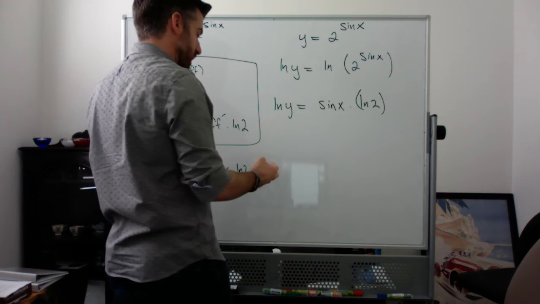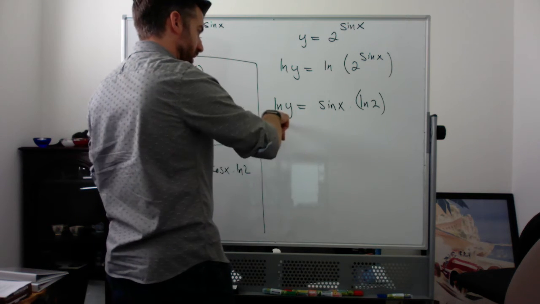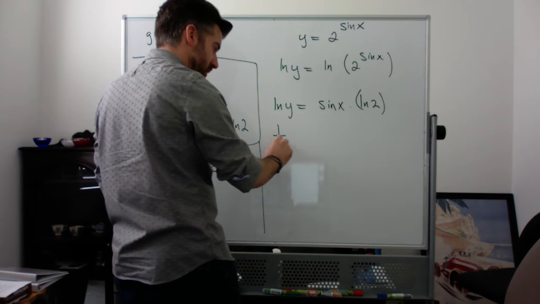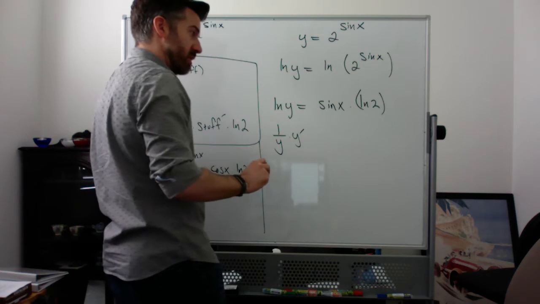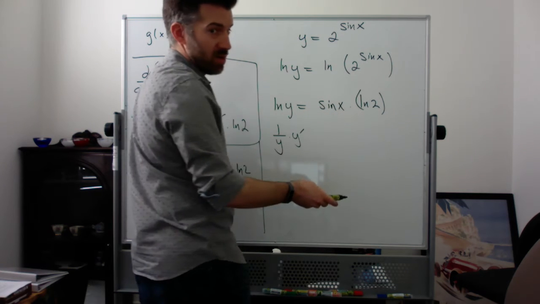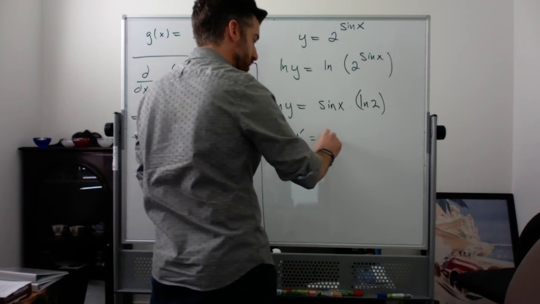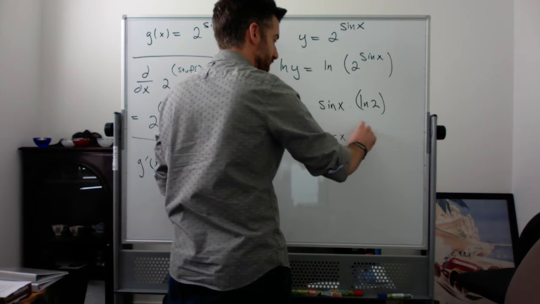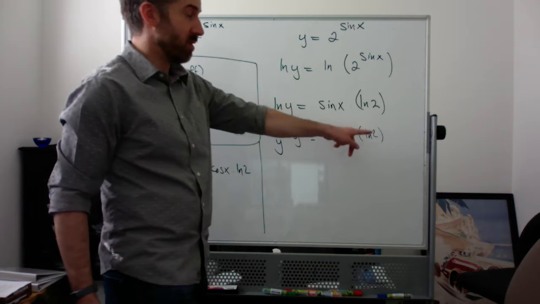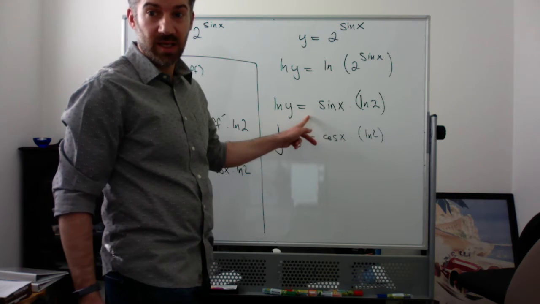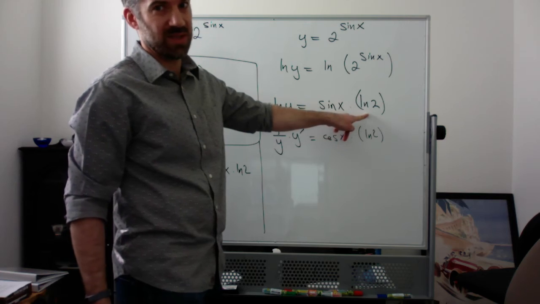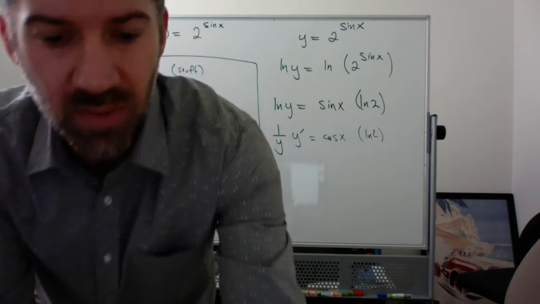Now we differentiate both sides. The derivative of natural log of y, natural log of some stuff, is 1 over my stuff times the derivative of my stuff. The derivative of sine of x times a constant is cosine of x times the same constant, right? It's like if this was 7, the derivative of 7 times sine of x is 7 times cosine of x. It's just natural log of 2, not 7.